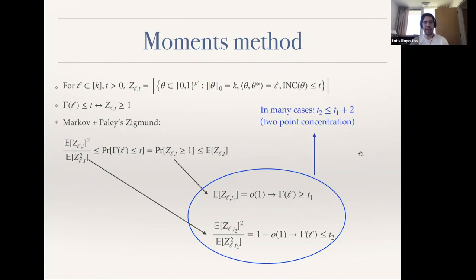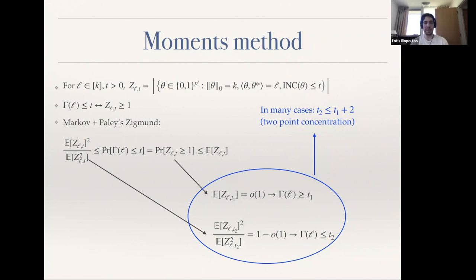And the point is that in all these random problems, at least in many cases, it turns out that we can find T1 and T2, lower and upper bounds, that are very, very close together. Basically, they are at most two apart, and this is known as the two-point concentration, which gives you a very tight estimation of what this gamma curve will look like. This is like in the coloring of a random graph.